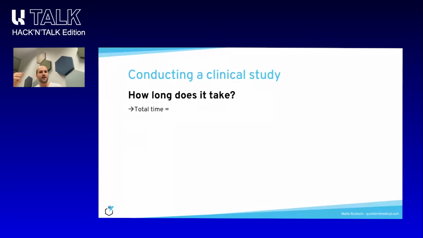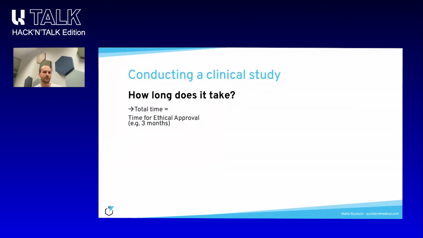And that is actually a lot of effort and costly if you outsource it. And you need to keep that in mind while planning your study or planning your whole development of your product and your startup. And just so you get a feeling, here's a rough estimation of how long it might take you. The total time to conduct such a clinical study would be the time it takes you to get an ethical approval for your clinical study, so you can actually conduct it, which might be around 3 months.